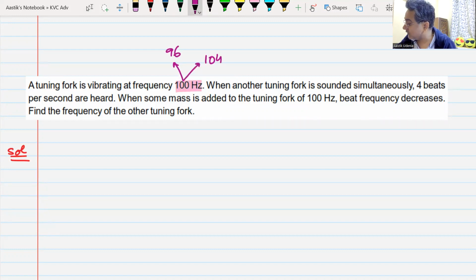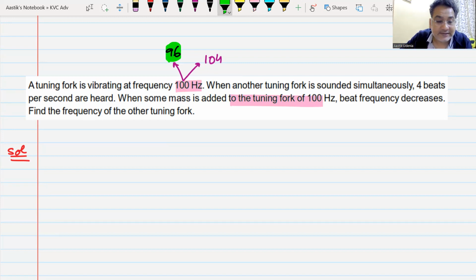Now I have loaded this one. When some mass is added, it is loaded, so this frequency will decrease. The beat frequency also decreases. Therefore, the correct answer has to be 96.